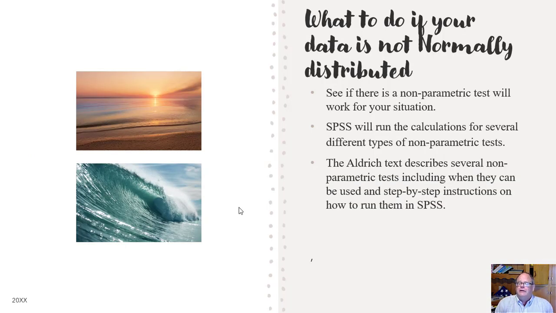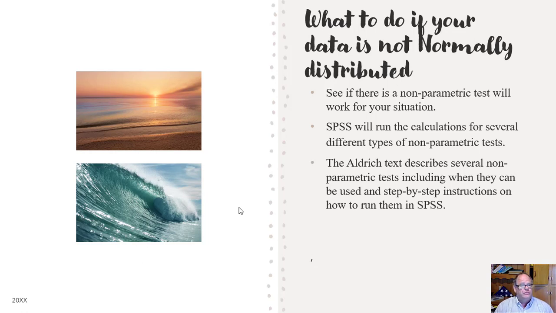So what do you do if your data is not normally distributed? Well, at this point, you can't use one of the parametric tests. If your data does follow a known distribution, you may be able to find a test that fits that distribution. That would be a non-standard thing, but that's not bad. Often, though, your data is not following any known distribution, at which point you want to see if there is a non-parametric test that will work for what you are trying to test. SPSS will run the calculations for several different types of non-parametric tests.